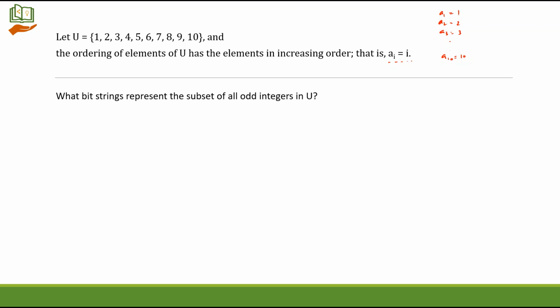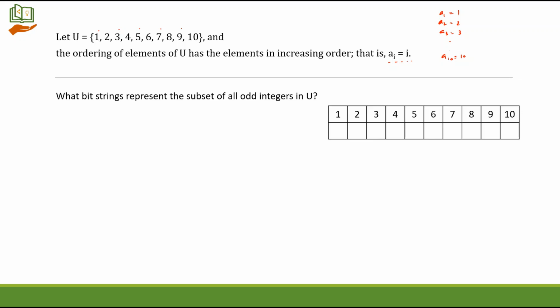What bit strings represent the subset of all odd integers in U? Actually, what are the odd integers in U? 1, 3, 5, 7, 9. We have the universal set with 10 elements here. So under 1, 3, 5, 7 and 9 we will have bit 1, and bit 0 will be filled in the rest of the places. Now what is this set? It contains the elements 1, 3, 5, 7, 9. When we mark 1, it means the element is present. When we mark 0, the element is not present.